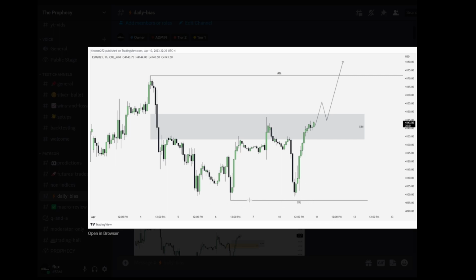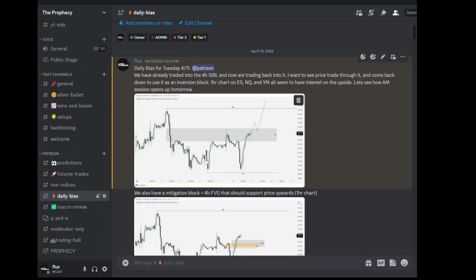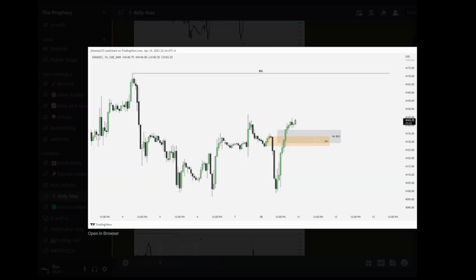So as I said before, the failure swing sometimes is more important than what it's already done. So we have already purged it, failed to sweep the sell side, and I was expecting us to trade through it and then hit this buy side liquidity. So my daily bias for the day would be bullish prices. And then you can see we also have this breaker, and technically it's a mitigation block since we failed to sweep the low, that I wanted to see used to support price to go higher.